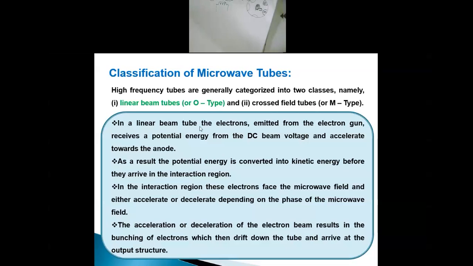Okay, in a linear beam tube, what happens? The electrons emitted from the electron gun receive potential energy from the DC beam voltage, because here we are providing a DC beam voltage to this cathode. Then the cathode gets heated, and because of that heating, it generates the electrons. Then the electrons accelerate towards the anode. So somewhere we are using the anode here.